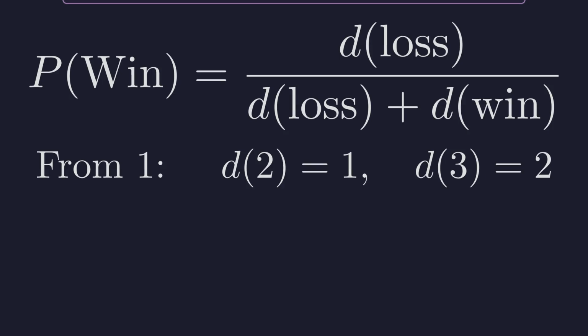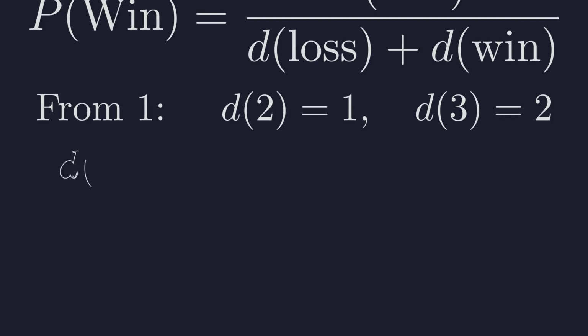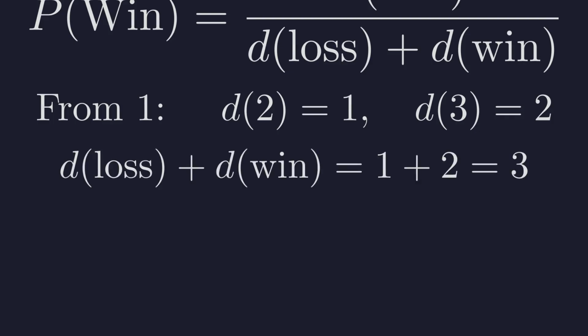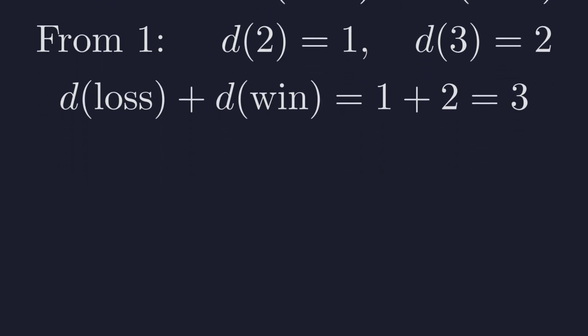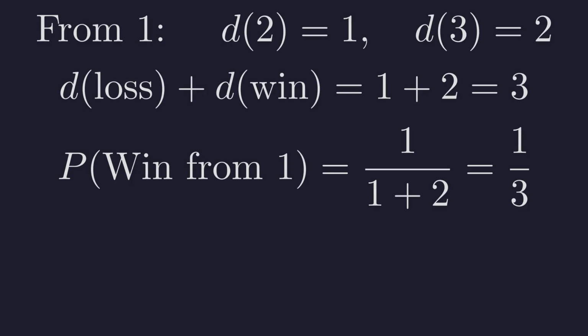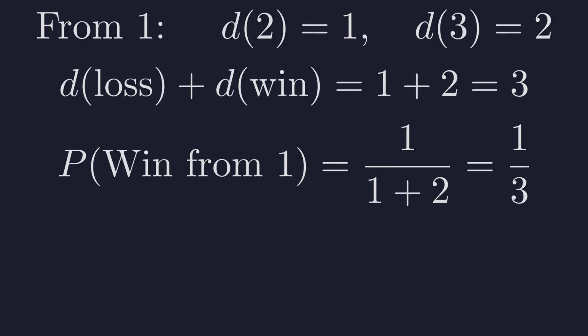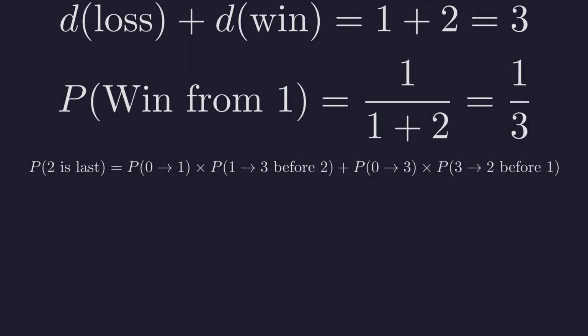Let's measure the distances. From our position at 1, the loss wall at 2 is just 1 step away, but the win wall at 3 is 2 steps away, going through 0. So the total distance is 1 plus 2, which equals 3. So the probability of success is the distance to loss, 1, divided by the total distance, 3. That's 1/3. The same 1/3 probability applies if she goes to 3 first.